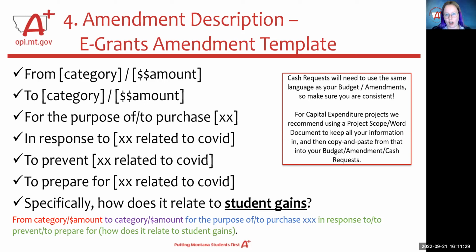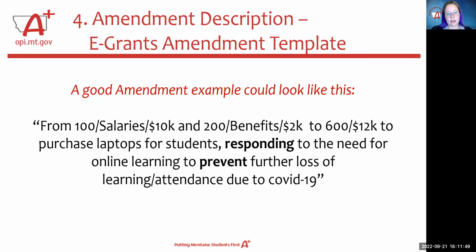doesn't create a very good audit trail. If your grant were ever to be looked at by an auditor, they're going to want to see a very clear audit trail and connection in between your budget language, your amendment language, and your cash request language. So we really recommend you use the same language for your budgets, cash requests, and amendments.